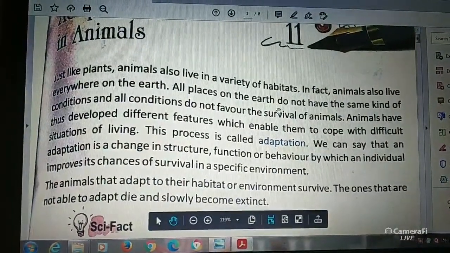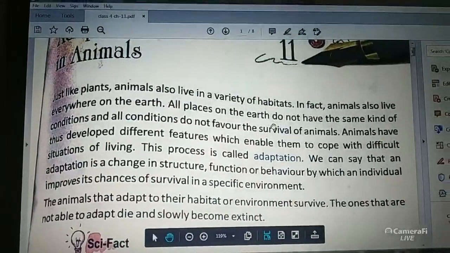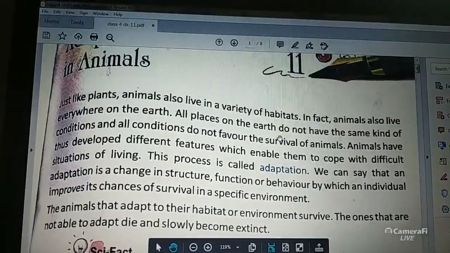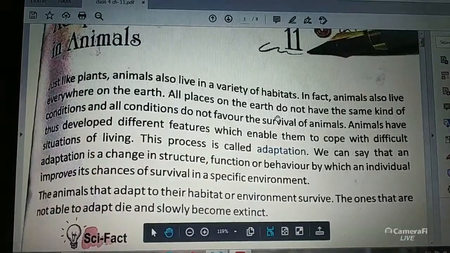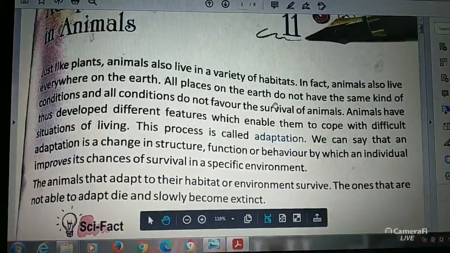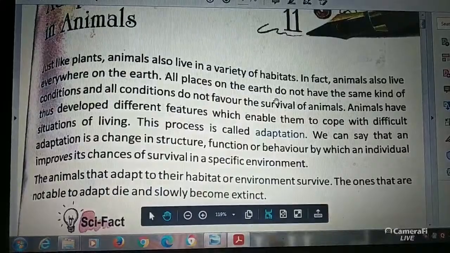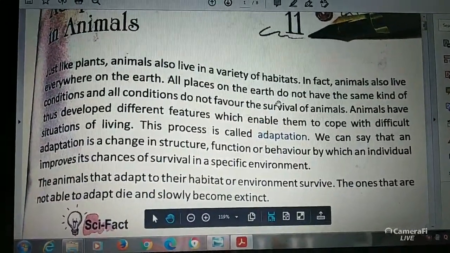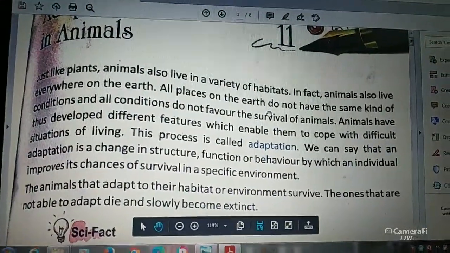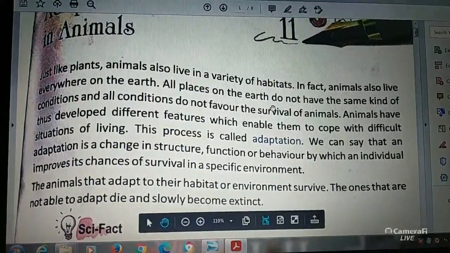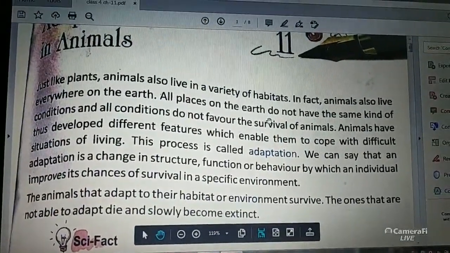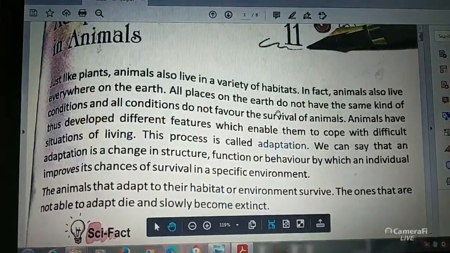The camel can't survive. Suppose I am taking my pet camel to the polar region. The camel can't survive in the polar region because its adaptation is for the desert region. Suppose I am taking a polar bear to a desert region. So what would happen then? The polar bear can't survive. So all places on the earth do not have the same kind of conditions, and all conditions do not favor the survival of animals.